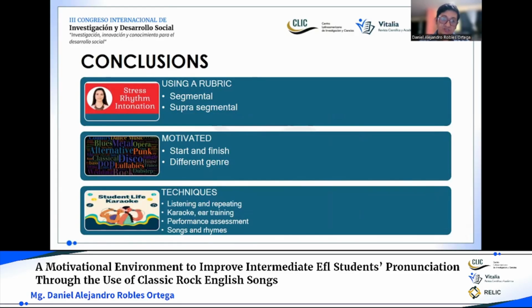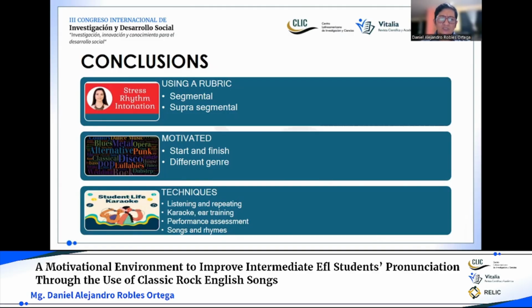Finally, it is important to mention the conclusions. So, first of all, teachers choose classic rock English songs to teach pronunciation in the EFL classroom because of the three things we mentioned before: diversity, flexibility, and motivational influence. According to them, students feel highly encouraged when learning pronunciation through classic rock English songs. They declare that suprasegmental features of pronunciation can be taught when assessing learners individually by using a rubric.